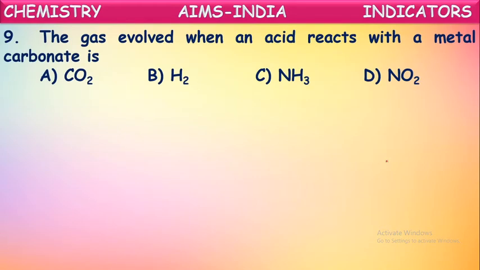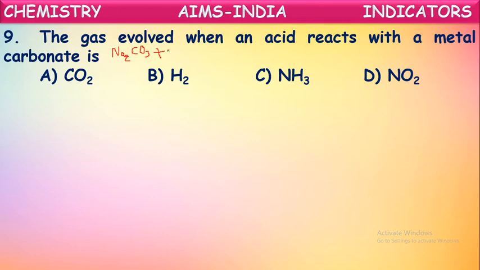Next, the gas evolved when an acid reacts with metal carbonate. What happens when a metal carbonate reacts with acid? We know when acids react with metal carbonates, they produce salt, water, and carbon dioxide. For example, let us see one equation reaction of sodium carbonate. We know its formula Na2CO3, sodium carbonate.